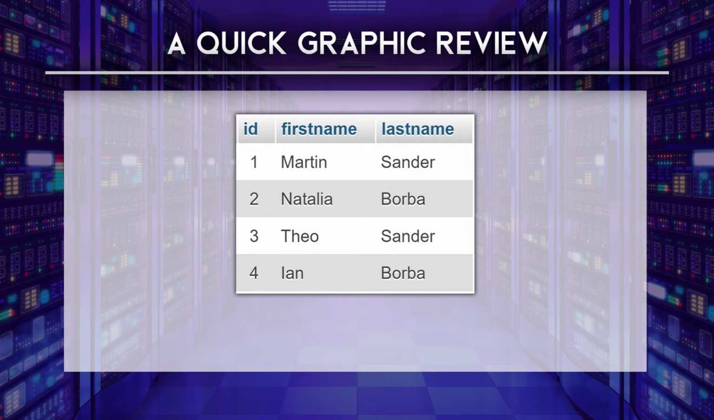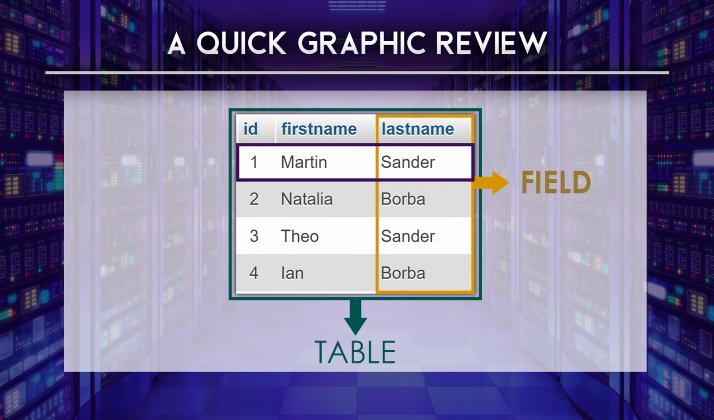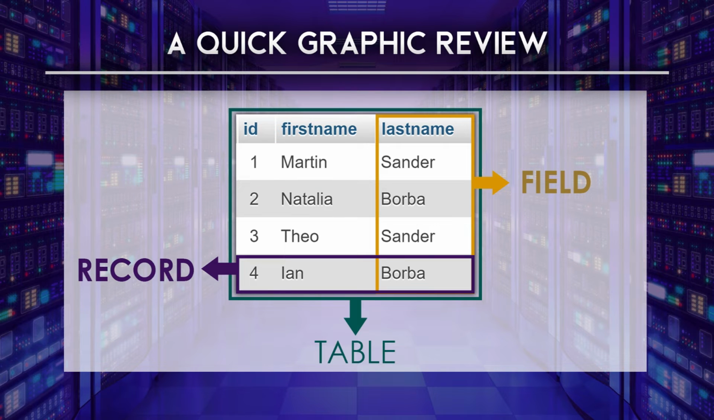Well, let's take this example we saw earlier. In this case, everything is a table. All this is a table, and the columns that we have, the ID, first name, last name, are the fields, and these rows are records.